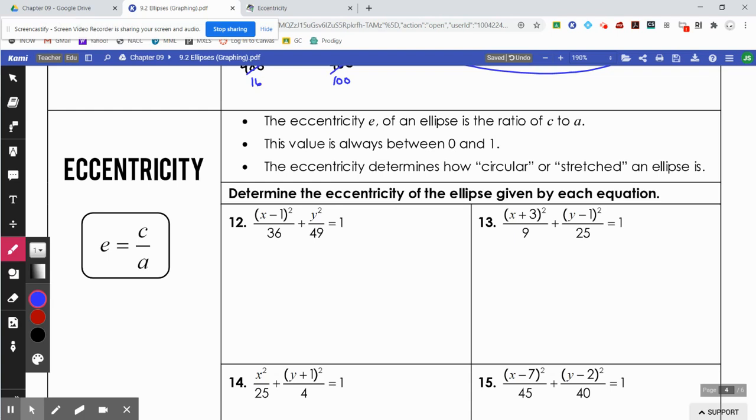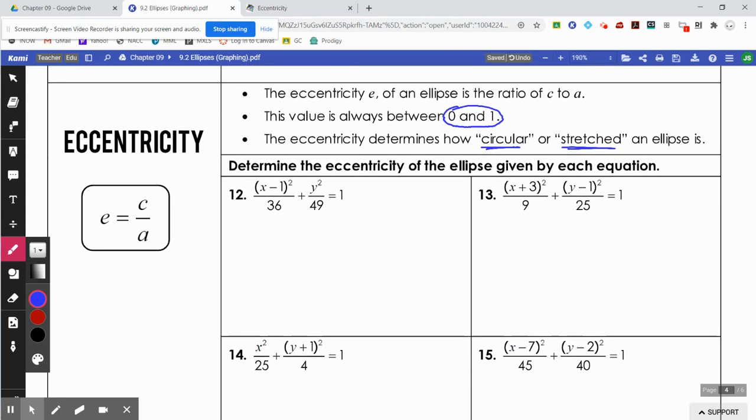Okay, and the eccentricity of an ellipse is the ratio of C to A. This value will always be between 0 and 1. Now, if we were to have an eccentricity of 0, that means it's a circle. So the further it gets away from 0, the further it gets away from a circle. The closer it gets to 0, the more it's going to resemble a circle. The eccentricity determines how circular or how stretched an ellipse is.